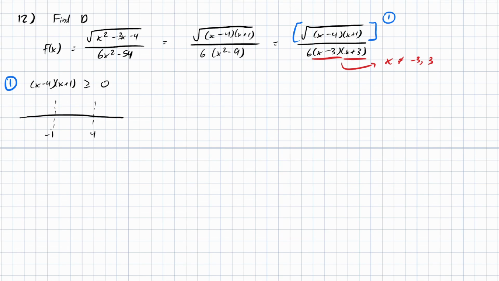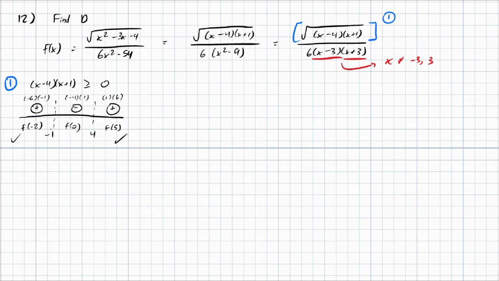If I put in 0, I get -4 times 1, so this is a negative value for f of 0. If it's f of 5, I get 1 times 6, a positive value. If I put in negative 2, I get negative 6 times negative 1, so it's a positive value. I want greater than 0, so this region's fine, this region's good.